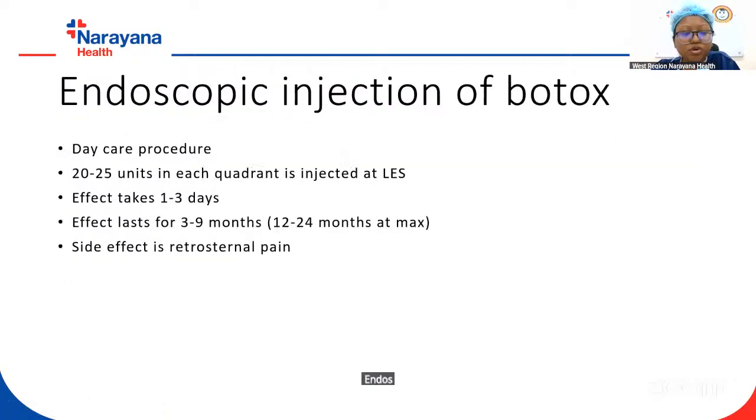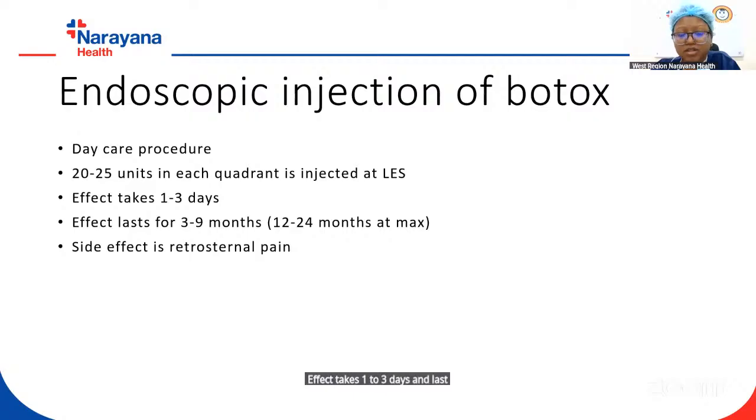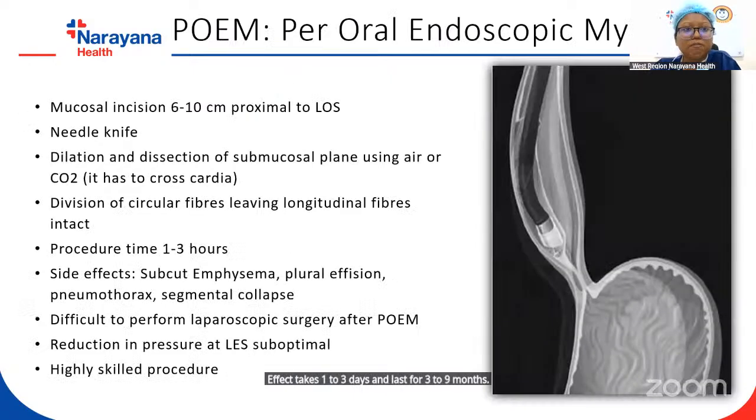Endoscopic injection of Botox is a daycare procedure. 20 to 25 units in each quadrant is injected in the lower esophageal sphincter. The effect takes 1 to 3 days and lasts for 3 to 9 months. The side effect is retrosternal pain.